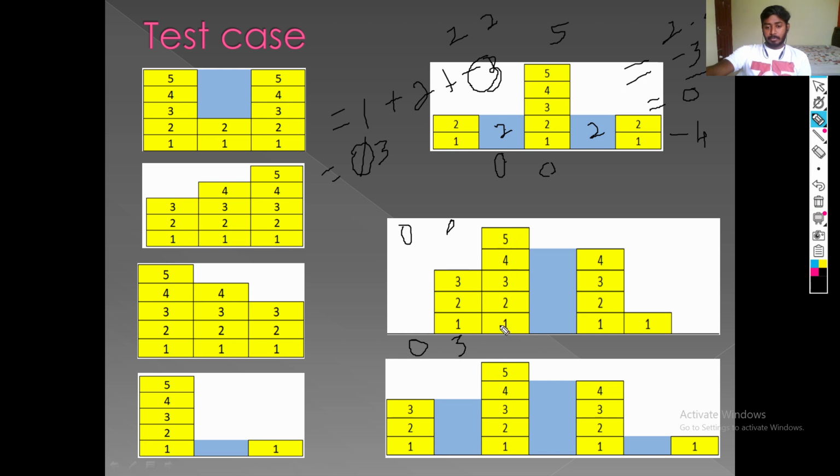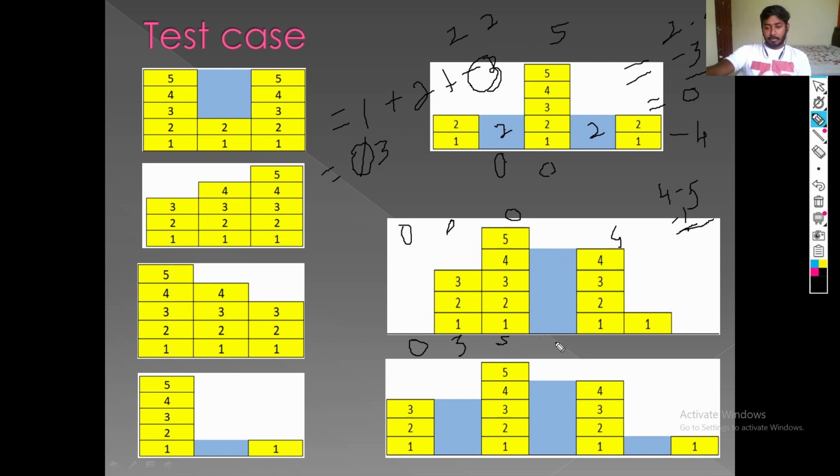Now we are coming to this block of 5. Let's see, the maximum left value is 3, and the maximum right value is 4. If we take 4 minus 5, the value is minus 1. As I said previously, if any value comes less than 0, we have to consider it as 0. We should not take it as minus 1.